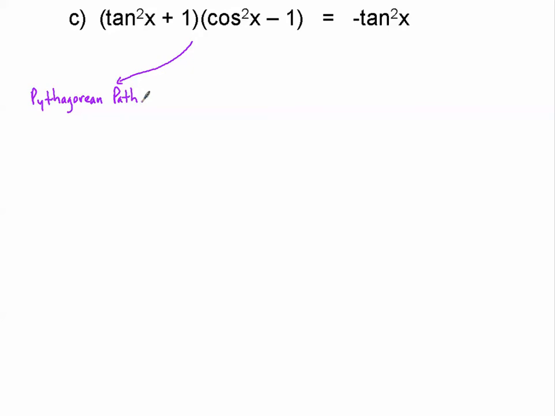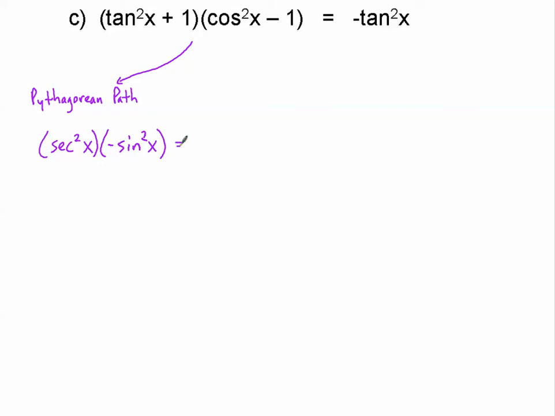And if you study your flashcards every day, you might have recognized that tangent squared plus 1 is equal to secant squared. This is secant squared x. And cosine squared minus 1, although that's not actually on one of your flashcards, it's the exact reverse. Since 1, if I reversed it, it would be 1 minus cosine squared. I know that's equal to sine squared, so cosine squared minus 1 would equal negative sine squared.